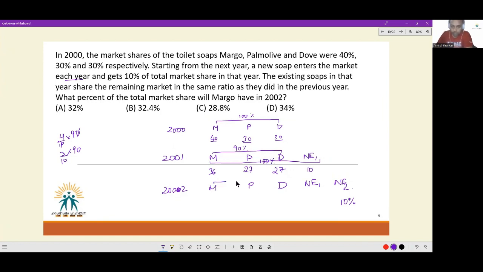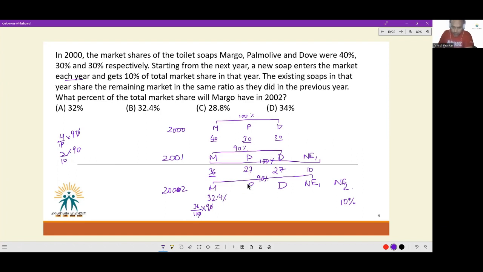But now, all four of them will only have 90% of the market because 10% has been occupied by the new entrant. If 90% is given here, how much will Margot have out of it? 36 out of 100 it had. So 36 by 100 into 90% is the share that Margot will now have. 36 into 9 is 324. 324 by 10, Margot will have 32.4% share.